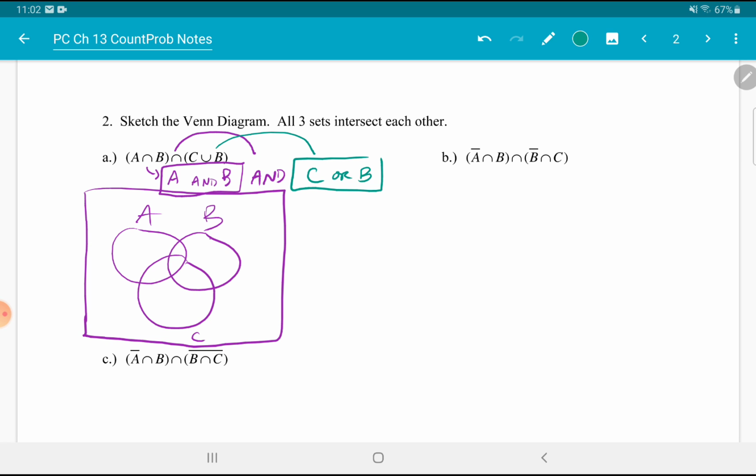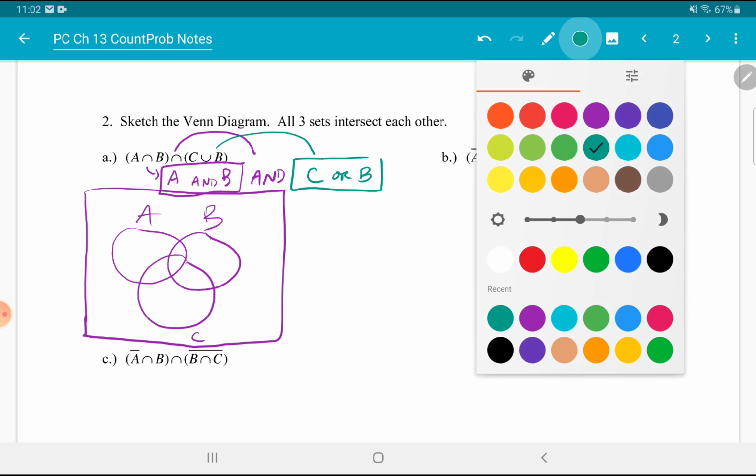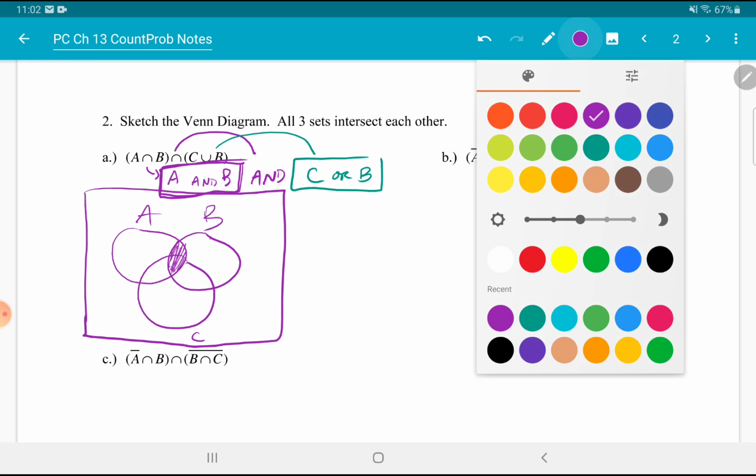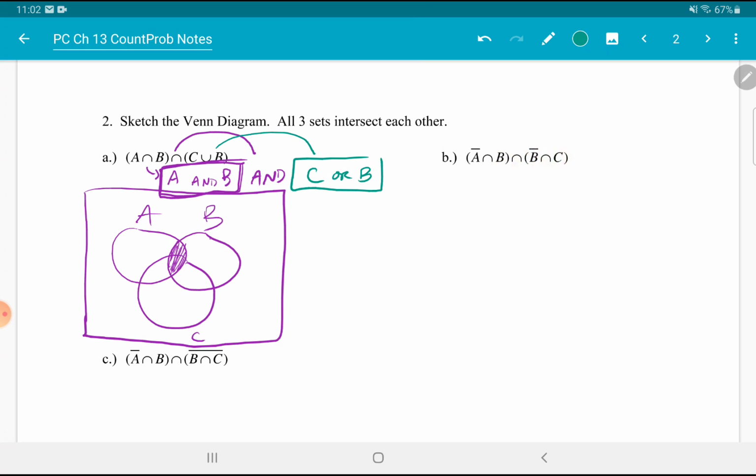So let's first go ahead and find A and B, because we need to break this up into parts. Purple is going to be A and B. Since we want to find A and B, where does A and B occur? Well, that occurs where A and B both share the same properties, which is right there. That's A and B. And then in green, now we need C or B. Because we have the word or, we can have just C, or we can also have B. So B would also be this part. Just like that.